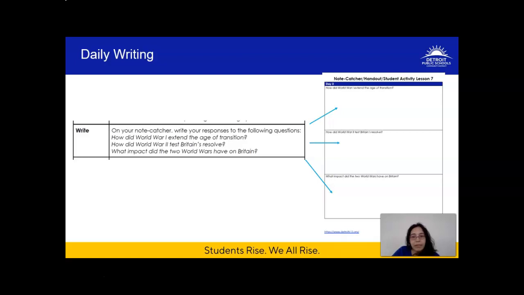Your writing task for today is to answer three questions. First, how did World War I extend the age of transition? Then, how did World War II test Britain's resolve? And finally, what impact did the two world wars have on Britain? You should be able to use the annotations from the text and your thoughts from the rest of this lesson to craft responses to these questions on your note catcher.